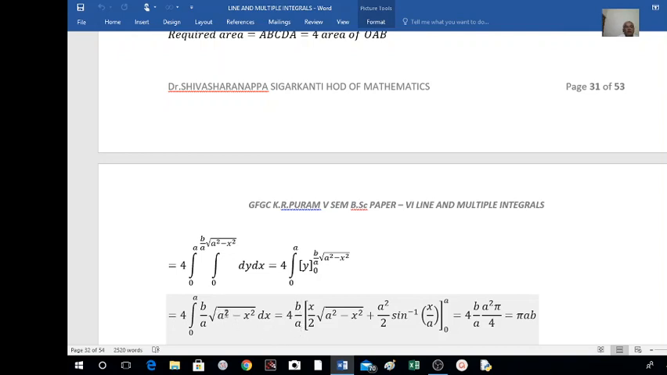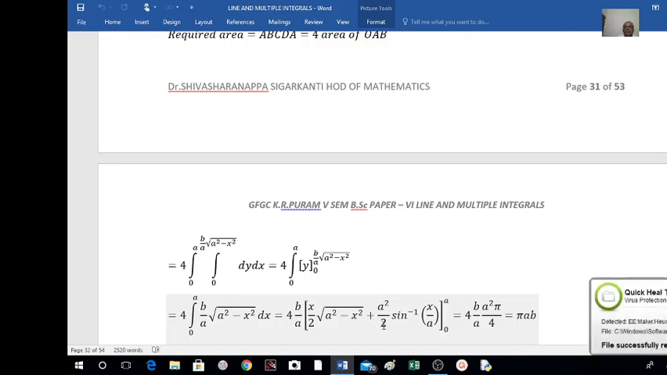Then integration of root of a square minus x square is equal to x by 2 into root of a square minus x square plus a square by 2 into sine inverse of x by a. This is the integration of root of a square minus x square. This is between 0 and a. First substitute the upper limit here. If you put x equal to a here, then a square minus x square becomes 0, therefore this term will become 0 plus.